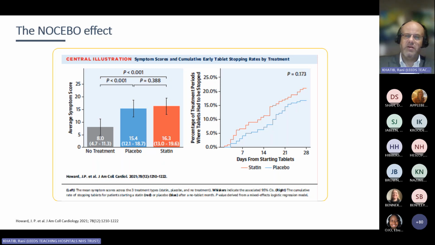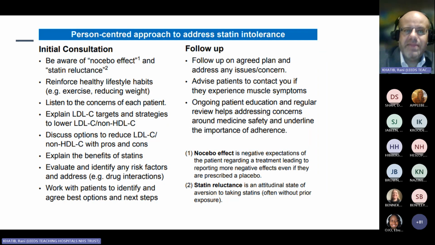They did not tell them whether they are on a statin or placebo. And of course, there was a no treatment arm. What is interesting is that the placebo arm experienced pretty much the same level of side effects as those on statin. This is called the nocebo effect, where people, just by thinking they might be on a statin, instantly develop symptoms. That needs to be borne in mind when we are dealing with statin intolerance. So hence why at the back of the pathway it says, are you aware of nocebo effect and statin reluctance?